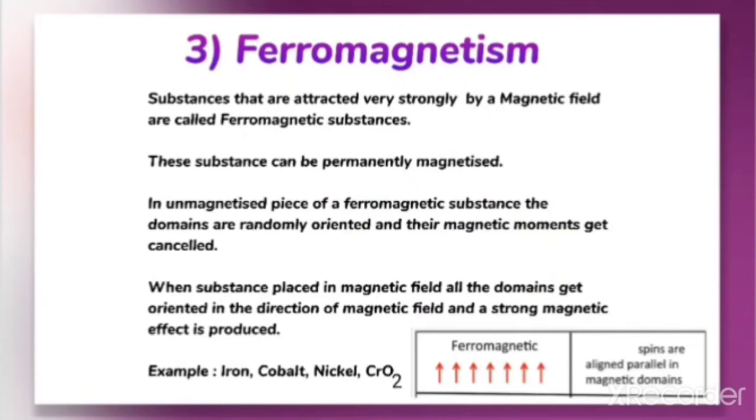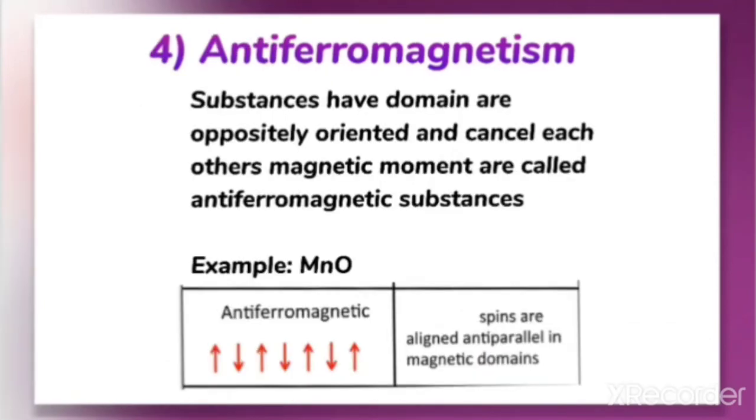The examples of ferromagnetic substances are iron, cobalt, nickel, and CrO2. So these are the special properties of the substance called a ferromagnetic substance. And these substances can be permanently magnetized. The next is antiferromagnetism.